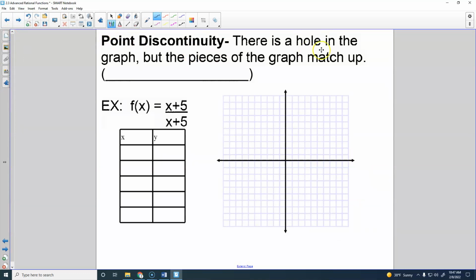So next thing we're going to talk about is a point discontinuity. A point discontinuity has several different names that you might see it called. Okay, point discontinuity is also called a hole, because it's where there's going to be a hole in the graph, but the pieces of the graph match up. It is also sometimes called a removable discontinuity.